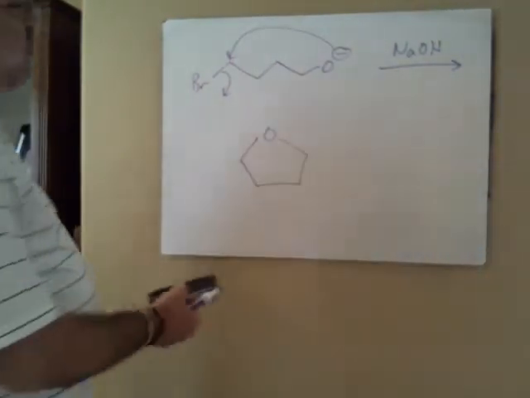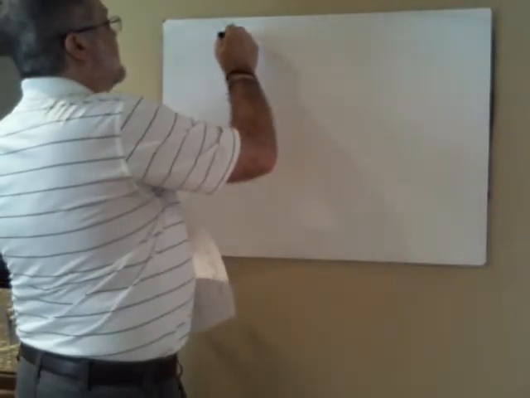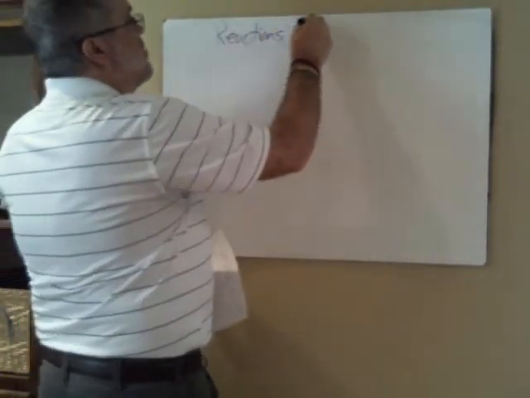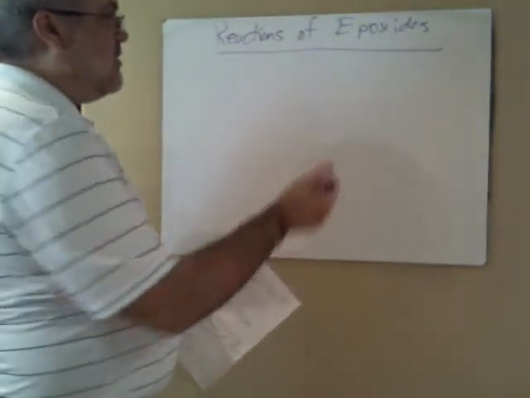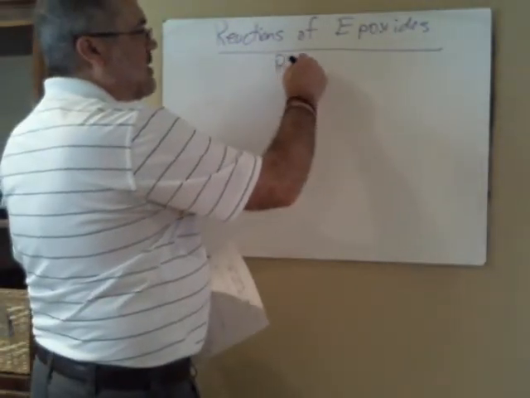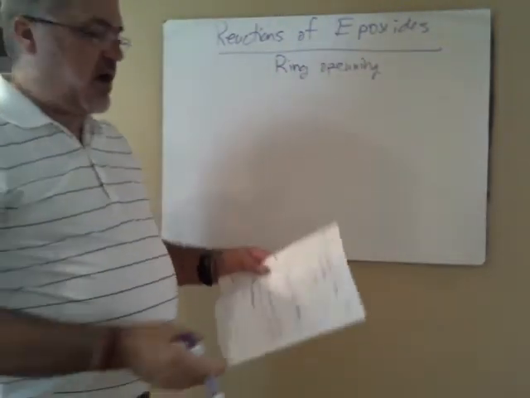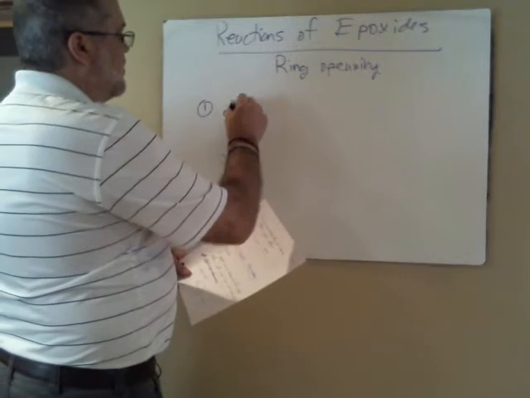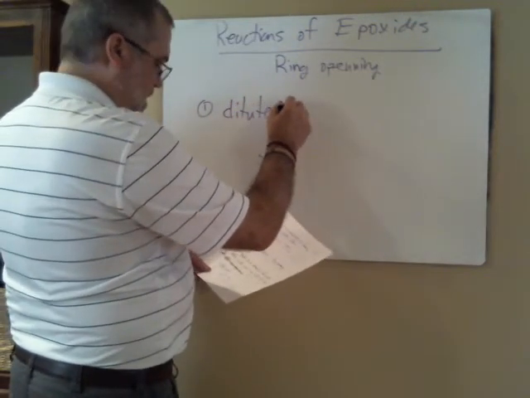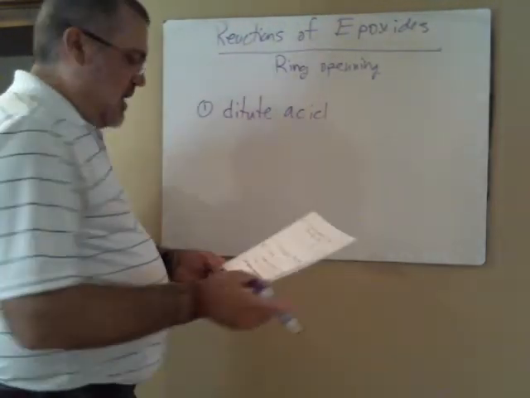Once we've formed our epoxide, what kinds of reactions can they undergo? So, reactions of epoxides. These are all going to be ring opening reactions. So we're going to be cleaving open the epoxide ring. The first of these we're going to talk about is what happens when you treat an epoxide with a dilute acid, just a way of saying a weaker acid, and it's going to be aqueous.